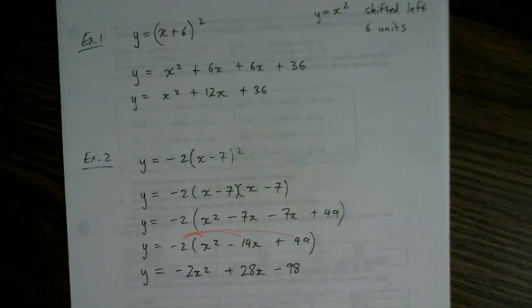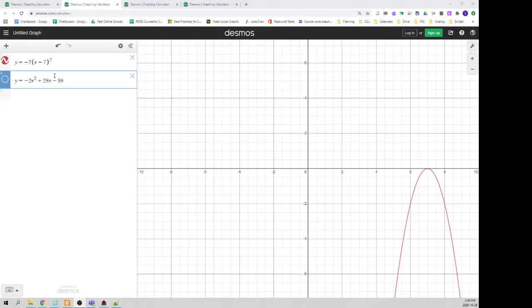alternate quadratic relation. So if we took a look at the graphs, so there's the original one, and the expanded one is the same. You can turn these on and off.